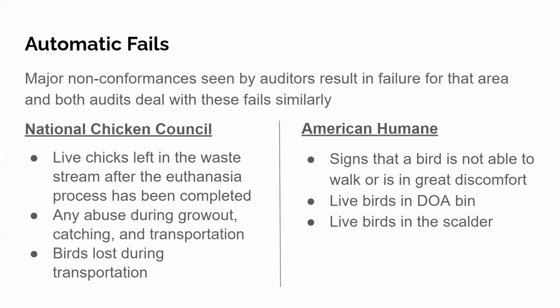Moving on to automatic fails, major nonconformances seen by auditors result in failure for that area, and both audit tools deal with these failures similarly. For the NCC, automatic fails include live chicks left in the waste stream after the euthanasia process has been completed, any abuse during grow out, catching, and transportation, birds lost during transportation. For American Humane, automatic fails include signs that a bird is unable to walk or is in great discomfort, live birds in the DOA bin, and live birds in the scalder.